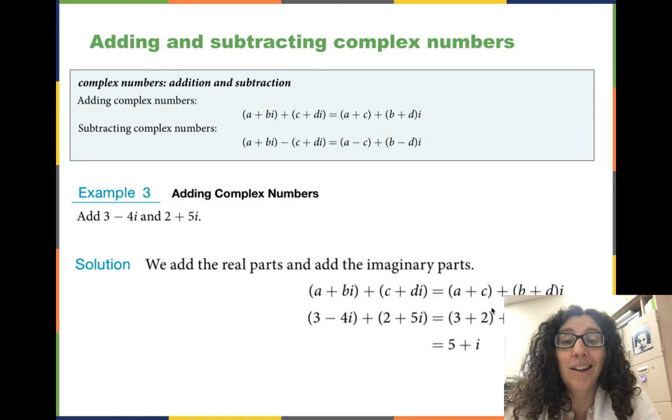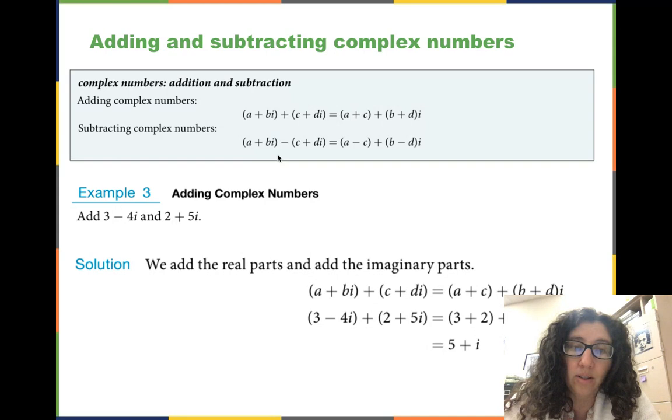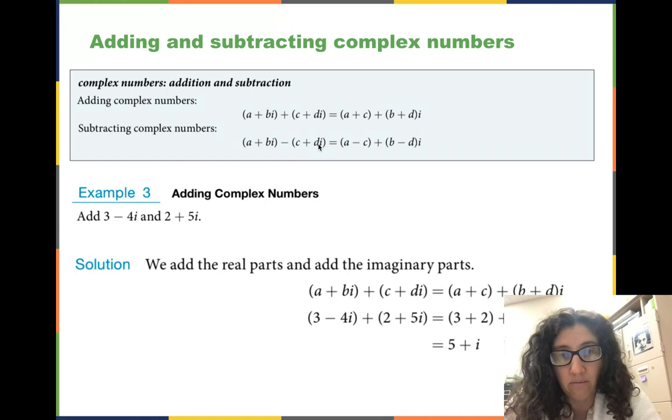Okay, how do we add and subtract complex numbers? The good news is, just like you'd expect. If you have one complex number plus another, you add the real parts and you add the imaginary parts, right? So it'd be a plus c, plus b plus d times i. So you just add the real parts, add the imaginary parts, and subtracting is just the same. This minus this, you'd say a minus c, plus b minus d times i.